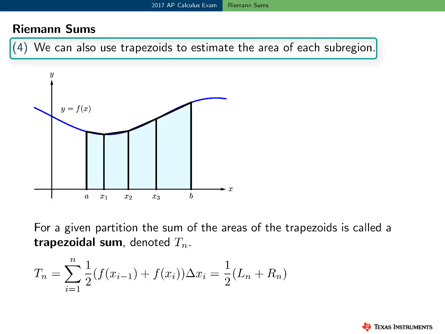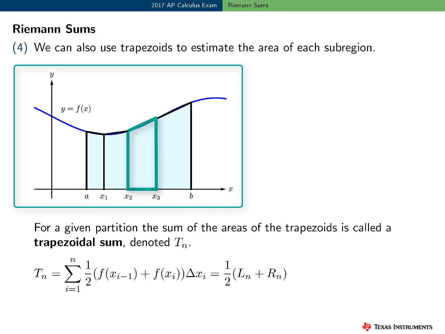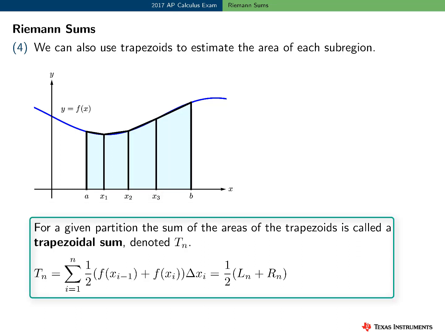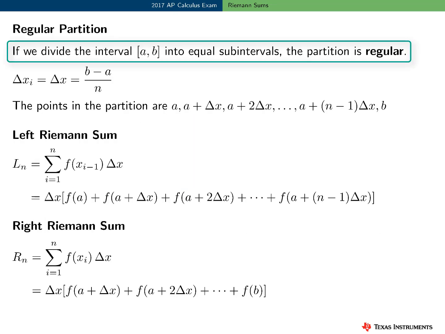Now, instead of using rectangles to estimate the area of each subregion, we can also use trapezoids. It's kind of hard to see in this figure, but I am approximating each one of these subregions with a trapezoid. And for a given partition, the sum of the areas of these trapezoids is called, well, a trapezoidal sum, denoted T sub n. And it turns out that a trapezoidal sum is the arithmetic mean of the corresponding left and right Riemann sum.